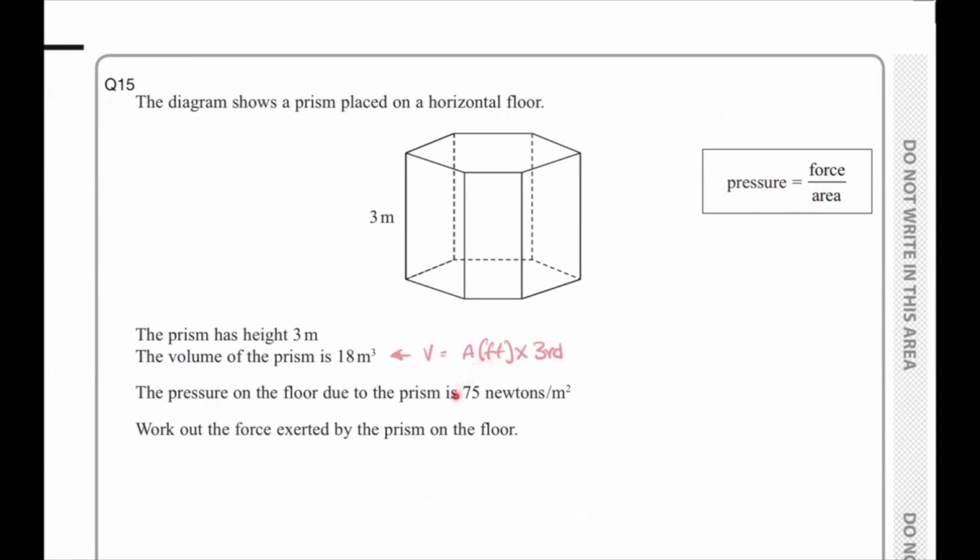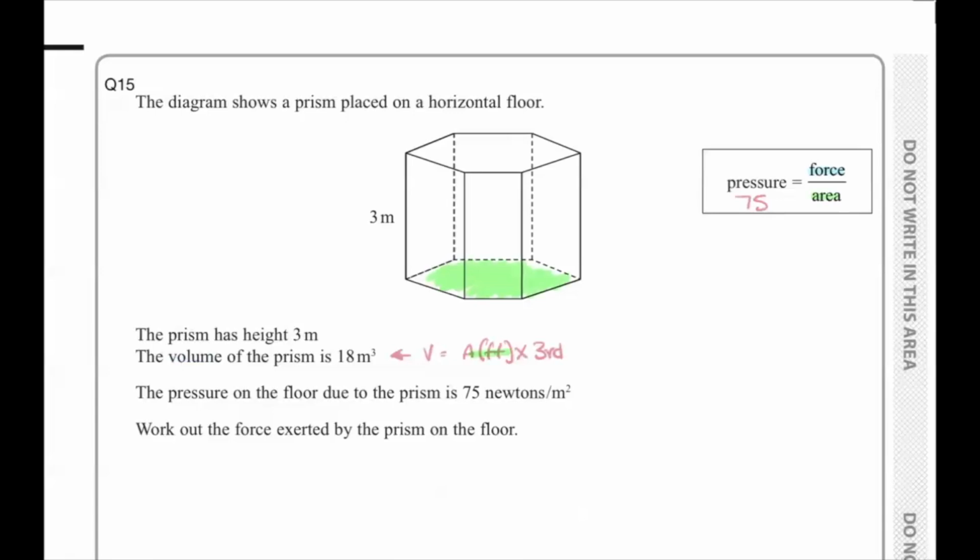We've got to work out the pressure on the floor. Sorry, we've got to work out the force. We've been told that the pressure on the floor is 75 newtons. So we know that the pressure is 75. We've got to work out the force. So that's our problem. And we're not going to be able to work that out unless we've got the area as well. So area is going to come from this piece of knowledge here. This is the area of the front face.